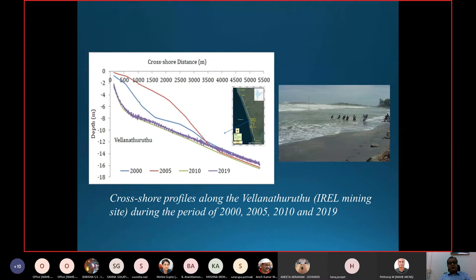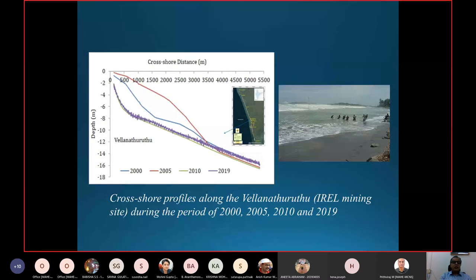So this is a very important slide. I just wanted to show how important the measurement is in the nearshore breaking area. When waves break, it is very difficult to take measurements. Previously, I showed you a profile of how you can measure the nearshore profile. In the figure, the blue one is the 2000 profile of the nearshore, and the red one is 2005. When you look at this, what happened?